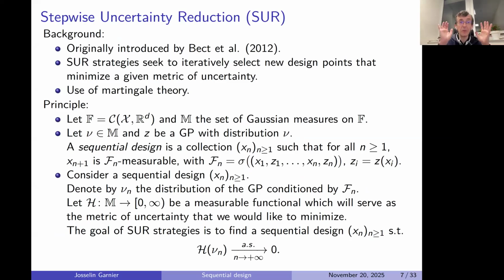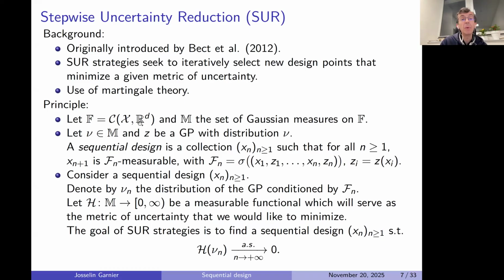So the idea of a SURE strategy is really to design an efficient sequential design strategy, even an optimal sequential design strategy, with respect to a certain metric of uncertainty. And it was the first time people started to think that, oops, it would be good to use martingale theory to prove results, to make rigorous mathematical results. So what is the idea?